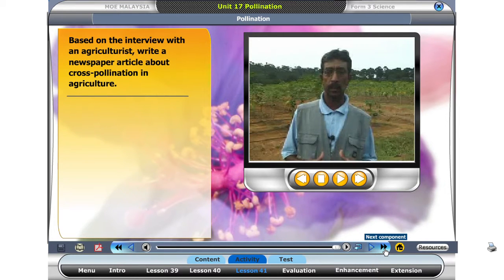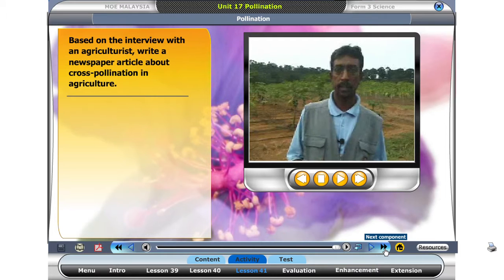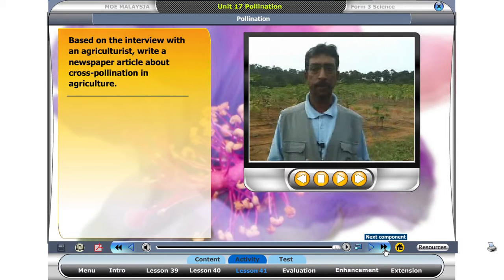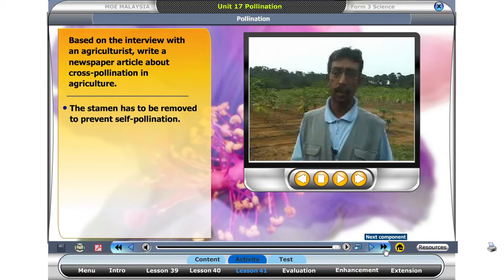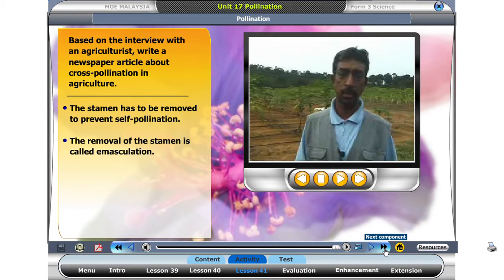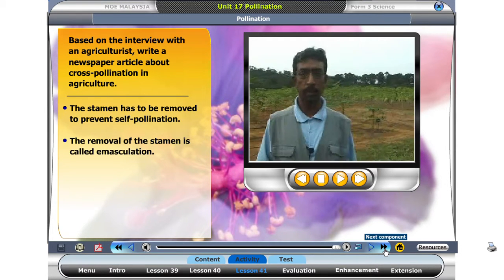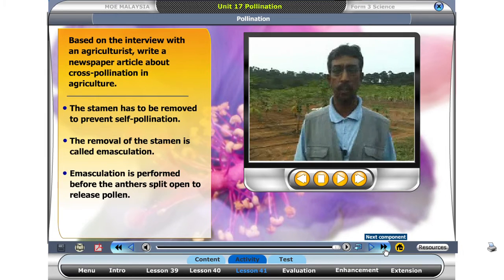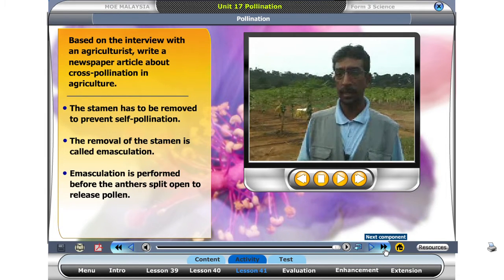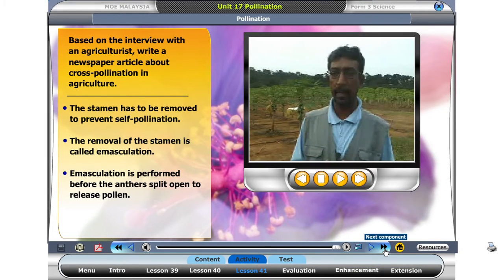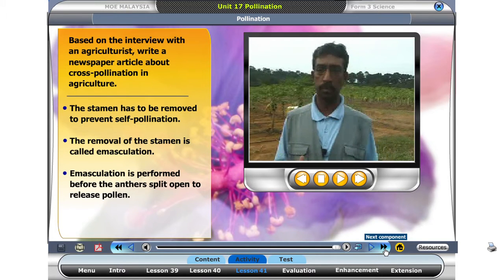If the plant is to be cross-pollinated, the stamens will have to be removed to prevent the possibility of selfing. The removal of the stamen is called emasculation. It should be performed before the anthers split open to release pollen. This may require opening the flower by hand before it is ready to bloom.